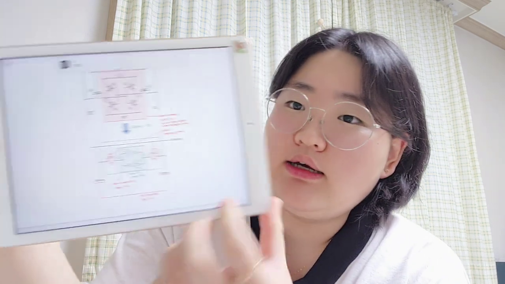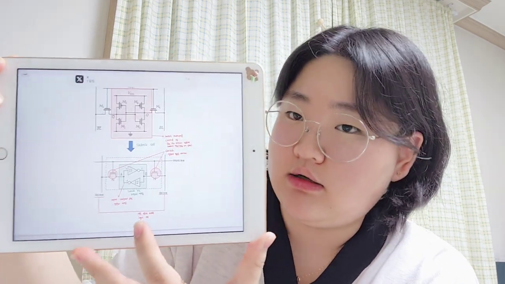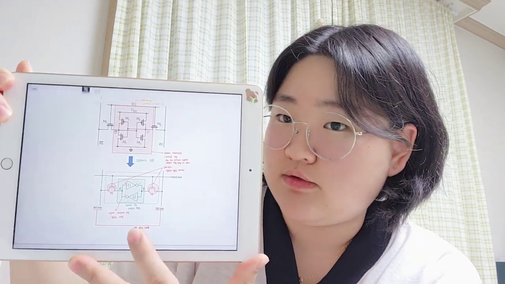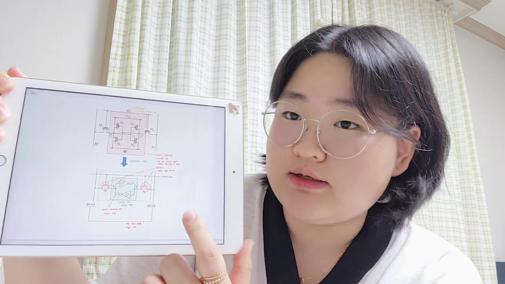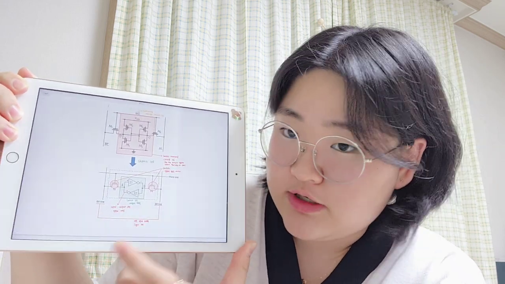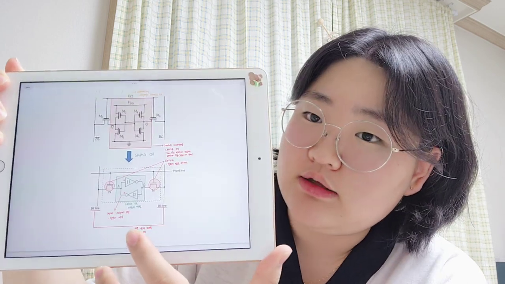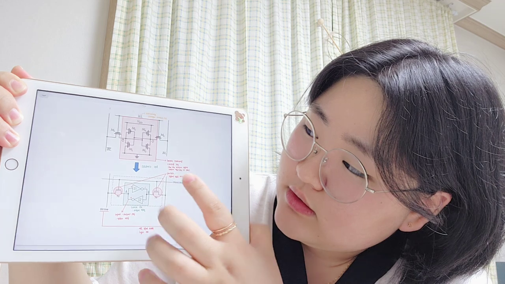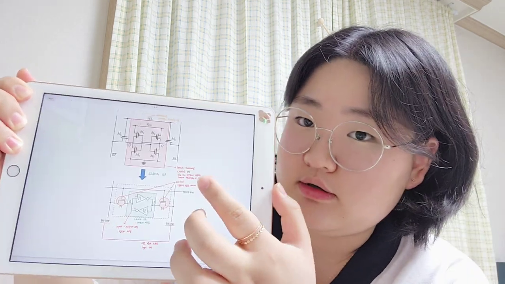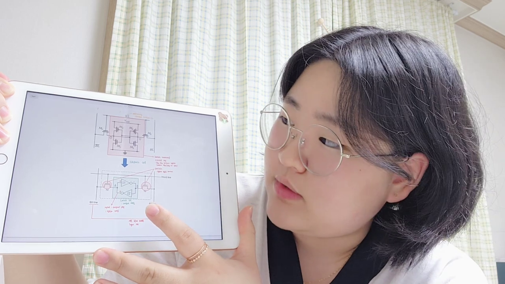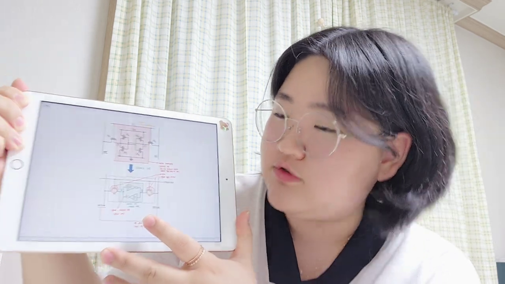Let me see. This is the architecture of the SRAM. SRAM consists of a latch and a switch, so you can make this circuit with transistors. If you want to make the SRAM, you need to use 6 transistors.